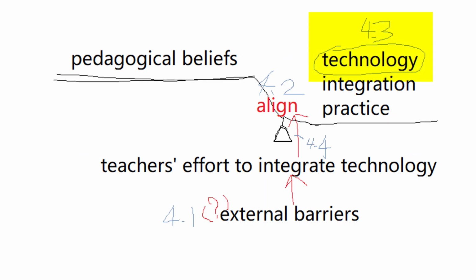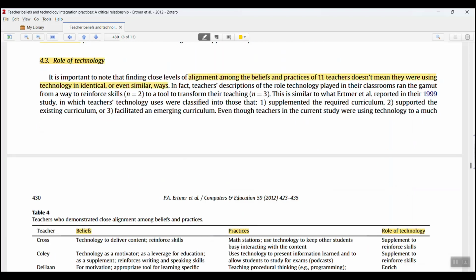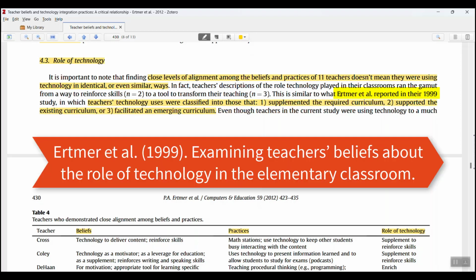Simply achieving alignment between beliefs and practices does not necessarily lead to same types of technology integration practices. Section 4.3 of the results section introduces 3 roles of technology in classrooms. It referenced the research article by Ertmer and his colleagues in 1999 titled Examining Teachers' Beliefs about the Role of Technology in the Elementary Classroom.